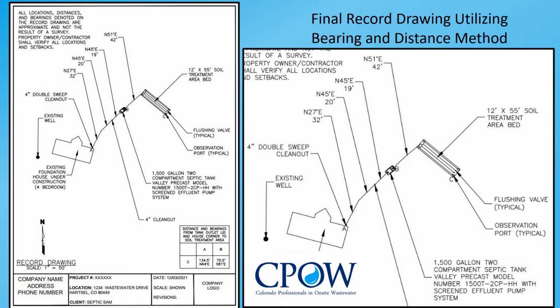Note that the northeast corner of the house is labeled as point A. The northeast corner of the septic tank is labeled as point B, and the southeast corner of the soil treatment area is point C. Also note the table provided in the lower right-hand corner of the large drawing. This provides the bearing and distances to the southeast corner of the soil treatment area from points A and B.